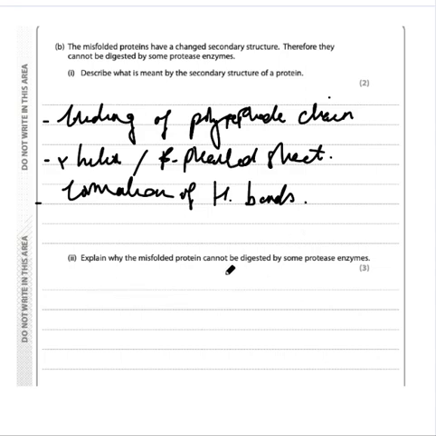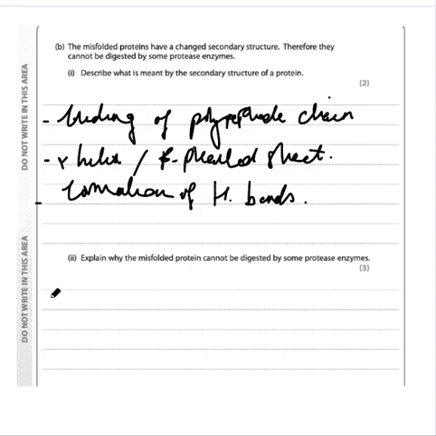Explain why the misfolded proteins cannot be digested by some protease enzymes. Again, testing our knowledge of enzymes and the shape of enzymes and the active site. And it's always the same answers, but the questions are always phrased differently. So the more past papers you do, the more you realise that all the answers are the same. It's just how they ask the question that changes. And once you realise that, you are on your way to getting that A grade.